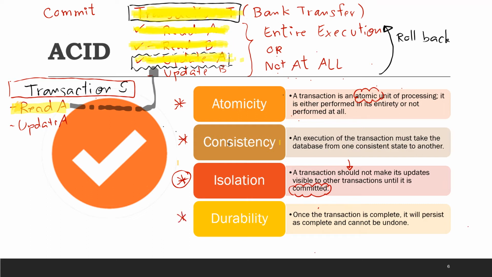Then the last one is durability. That means once the transaction is complete, meaning that it commits, it will make a permanent change to the database and cannot be undone. So this is what we already discussed, meaning that a committed transaction cannot be rolled back.